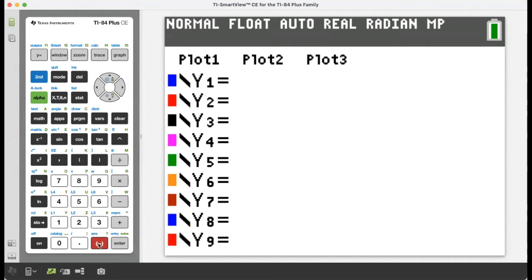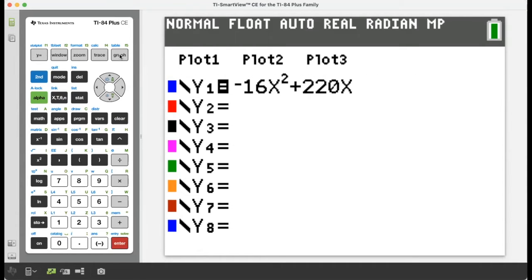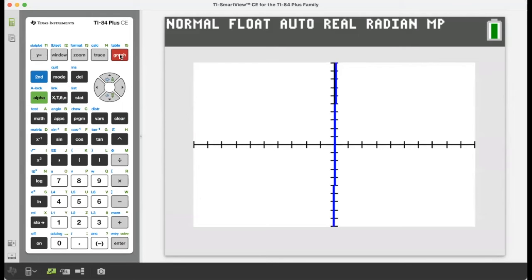So the function was negative, and don't use subtraction. Make sure you use the negative key: negative 16 t squared plus 220 t. When I click on graph, that's all I see. It's not very effective, not going to help us out. So we need to go to where we can manipulate the window settings. The window settings are right here.